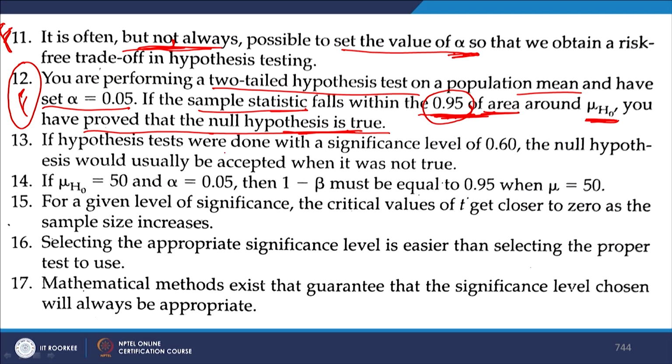If hypothesis tests were done with a significance level of, let us say, 0.60, so this is your alpha value, it means this is 30%, this is 30%, and the remaining is 40%. The null hypothesis would usually be accepted when it was not true. What do you think?